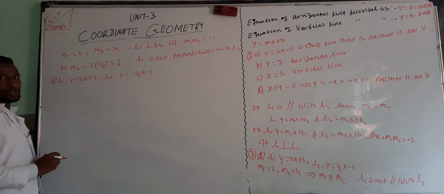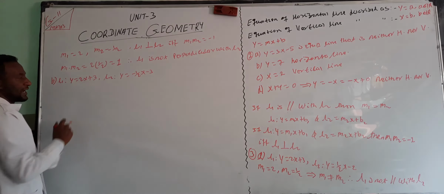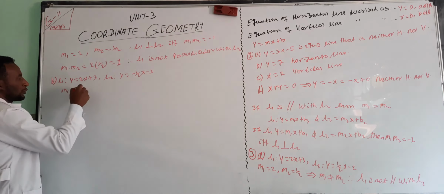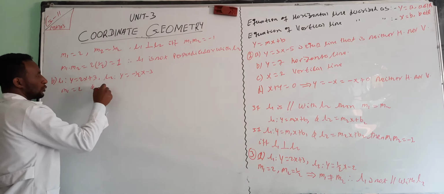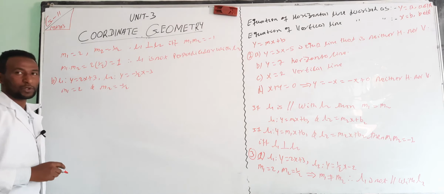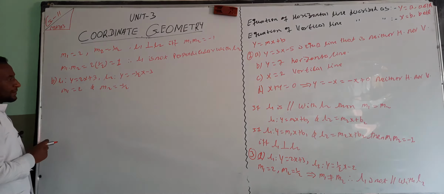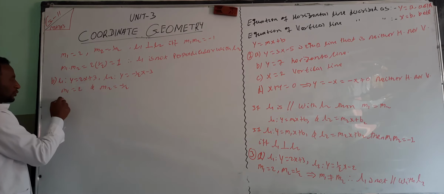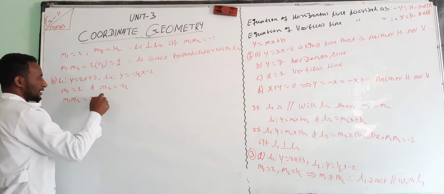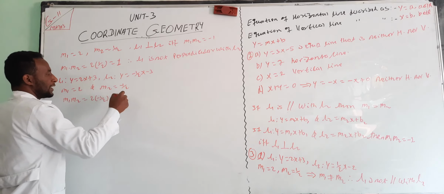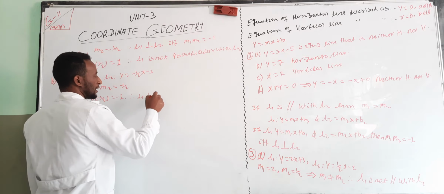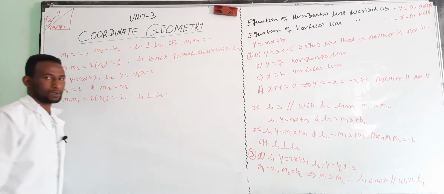In this equation of line 1 and line 2, the slope of L1, m1, is 2 and m2 is -1/2. When we multiply m1 with m2, we get 2 times -1/2, which equals -1. Therefore L1 is perpendicular with L2.